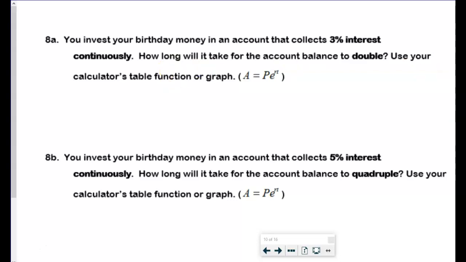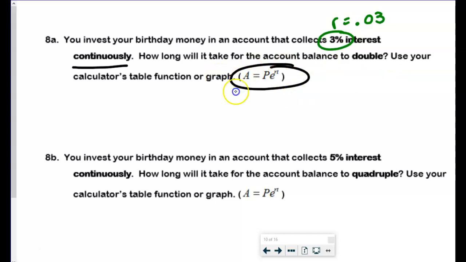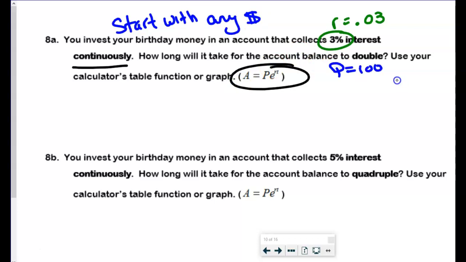All right, so this is the question where it seems like they don't give you enough information. First of all, they do tell you it's compounding continuously, which means you're going to use this PERT formula, where E is a number on our calculator. The 3% interest is the R. So 3% is 0.03. And they don't tell you how much you invest. So you can start with any number. For me, I like to start with 100. Because that's a nice easy number to work with, right?